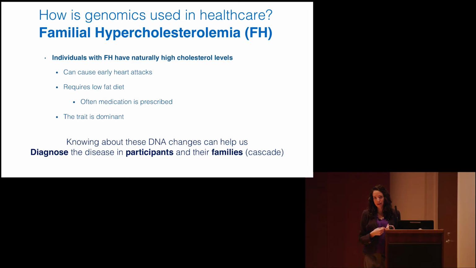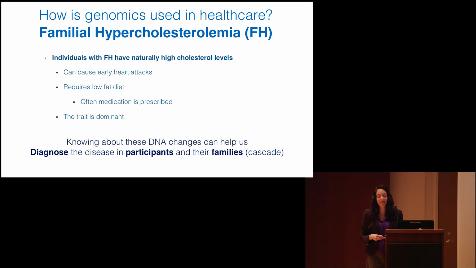And this trait is actually dominant. We'll get into the chromosomes a little bit more later, but basically it means it's easier for you to get this disease. If they find one person in the family that has this trait, because it's so underdiagnosed, they do what they call cascade screening. They test everyone that is in the immediate family of that individual, their second degree relatives and their third degree relatives, because it's so likely that all these individuals are also undiagnosed and have this disease, and they can be proactive about managing it.